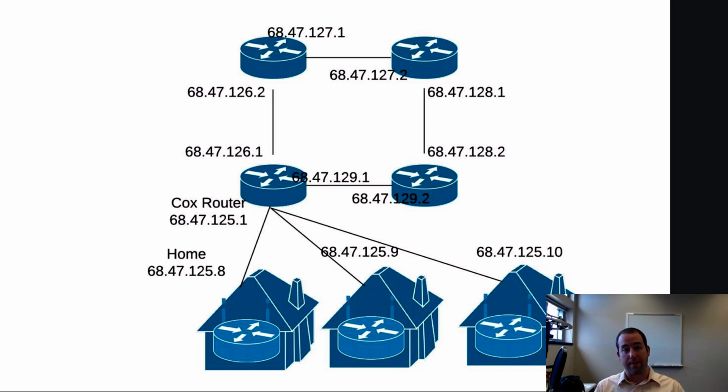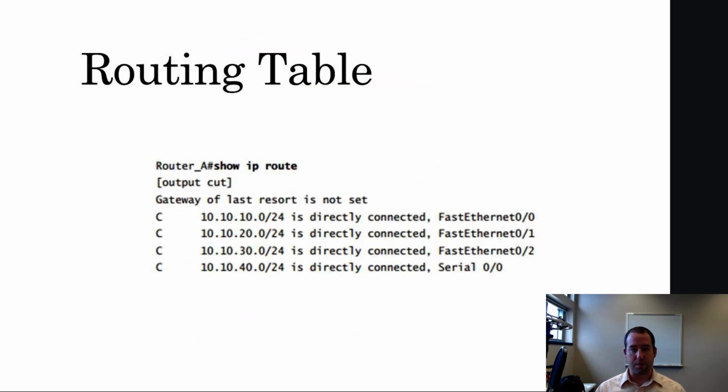And it knows that if it wants to get to the 68.47.127 network, it's going to send that up to the router directly above it. And then that router is directly connected to that 127 network. If I want to send it to the 128 network, then I'm going to send it to the right. And so the router in the routing table keeps track of the best path to get between those things.